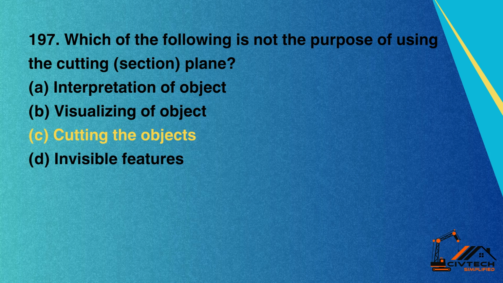197. Which of the following is not the purpose of using the cutting section plane? A. Interpretation of object. B. Visualizing of object. C. Cutting the objects. D. Invisible features. Correct option: C, cutting the objects.